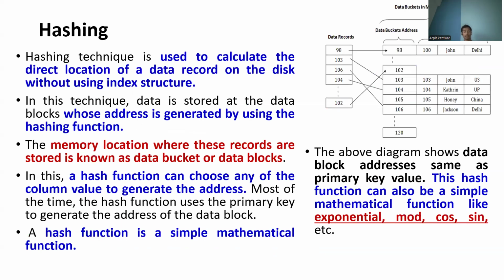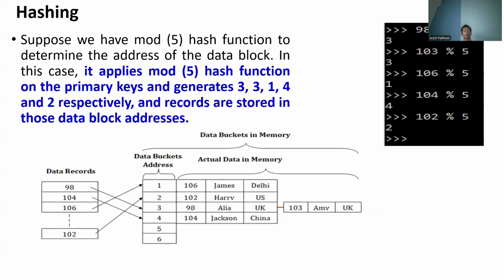Hashing technique. The hashing technique is used to calculate the direct location of the data record on the disk without an index. In this technique, data is stored in data blocks using an address generated by a hashing function. The hash function can choose many of the column values to generate the address. Most of the time, the hash function uses the primary key to generate the address of the data block.